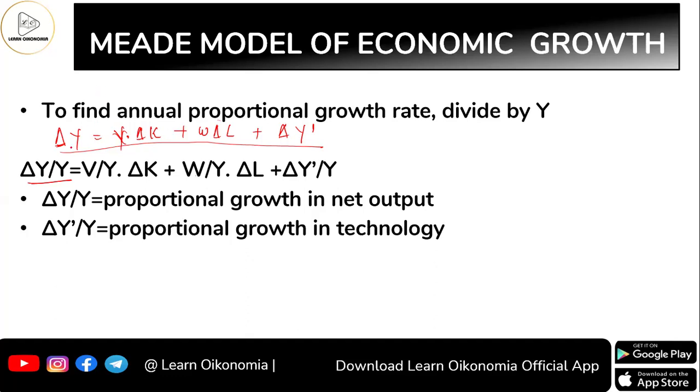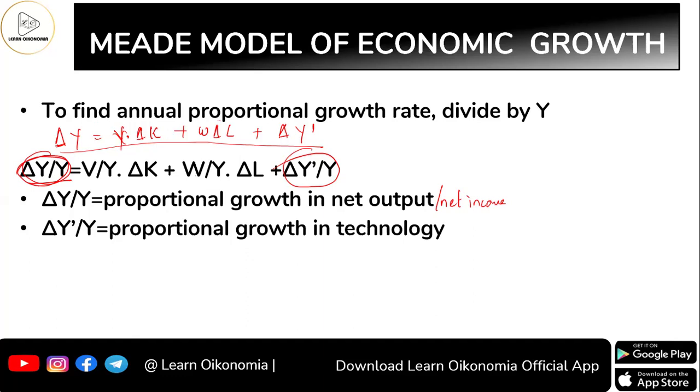So, when you look at this part, delta Y by Y, it shows the proportional growth that you can find in the net output or your net income. Now, coming to delta Y dash by Y. This is something that deals with the proportional change or growth in technology.